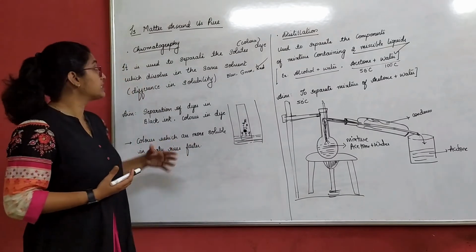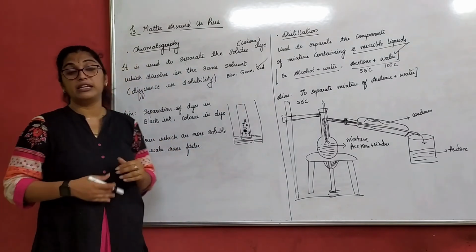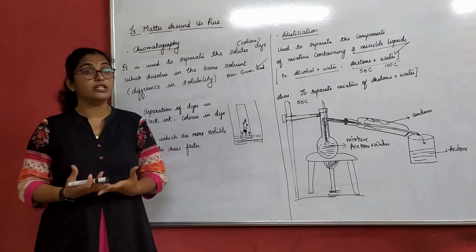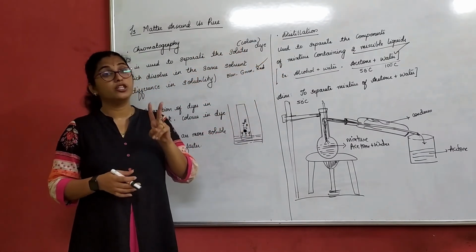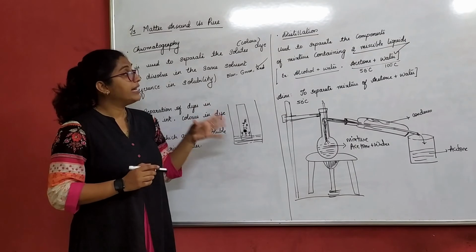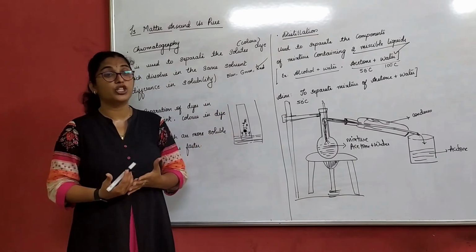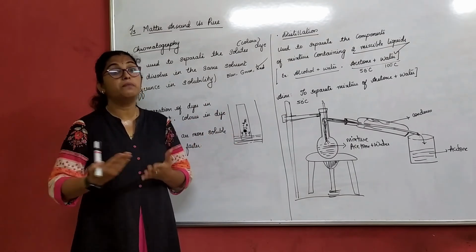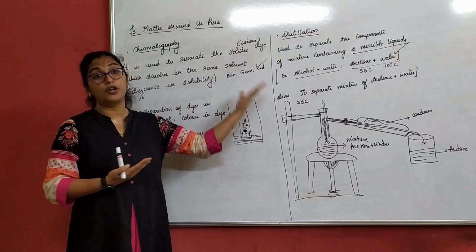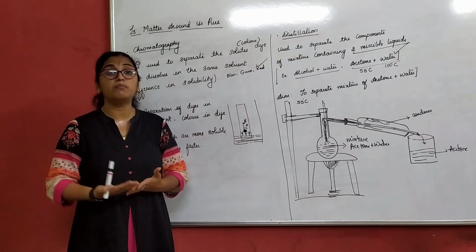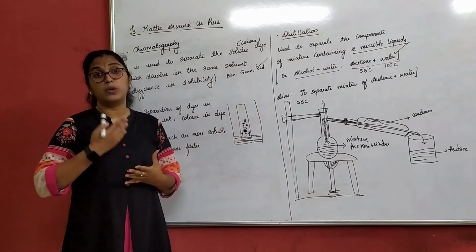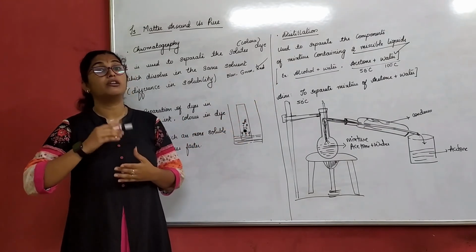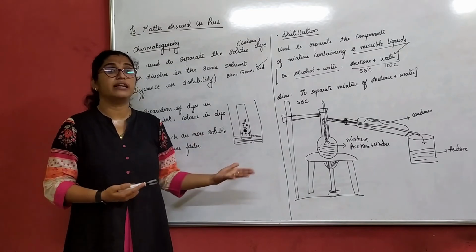So now in today's class we understood chromatography, where we separate the components of the colors, and distillation, where we separate two miscible liquids, that is acetone and water, which have different boiling points. In tomorrow's class we will be discussing some more separation methods, such as fractional distillation or decantation, crystallization, etc.